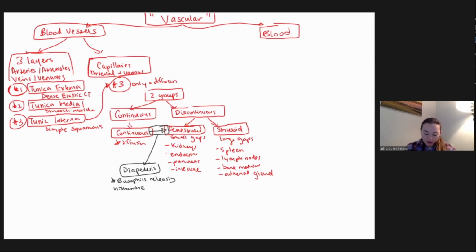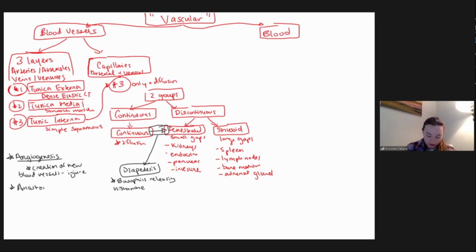And then a few terms that I didn't talk about completely were angiogenesis, vasa vasorum, and anastomosis. So I'm going to put those on here as bonus things. So angiogenesis is the creation of new blood vessels. So this happens in the case of an injury. So maybe you injure yourself and now you form new blood vessels.